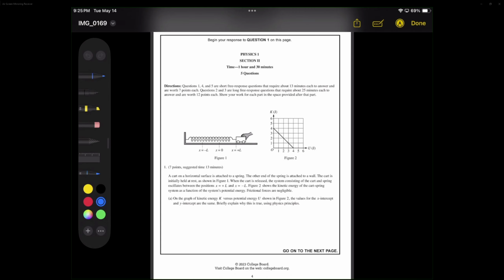On the graph of kinetic energy versus potential energy shown in figure 2, the values for the x-intercept and y-intercept are the same. Briefly explain why this is true using physics principles.